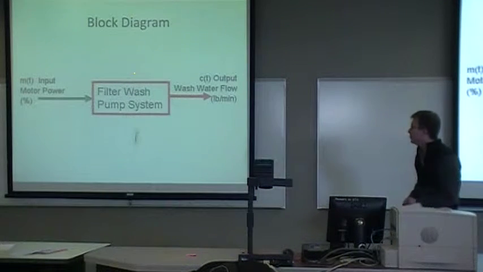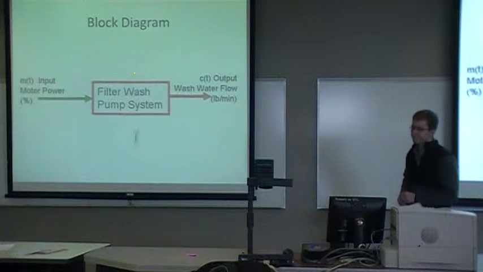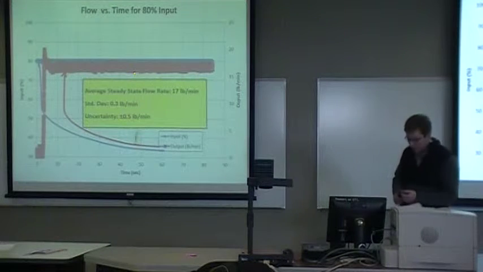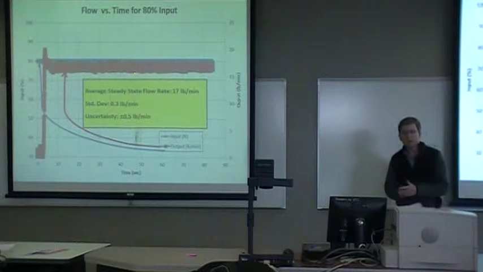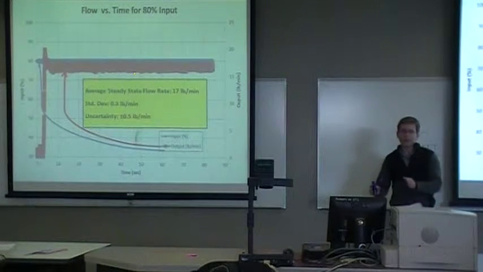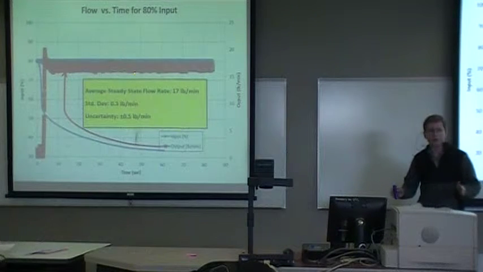Here's a block diagram. The manipulated variable is input motor power. And our control variable is the wash water flow in pounds per minute. For the steady state operating curve, first we had to figure out where in the range of 0 to 100 our output area of interest lied, and it was between 10 and 18 pounds per minute. So we did a few initial guesses, and we got it to be somewhere between 30 and 100%.